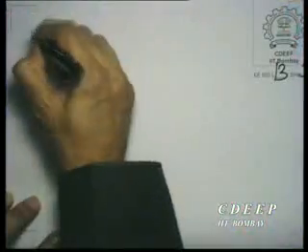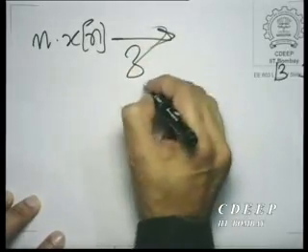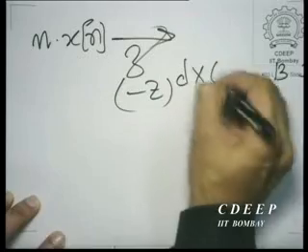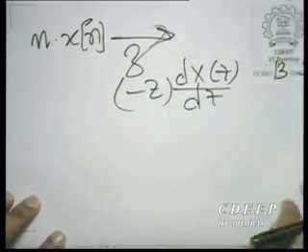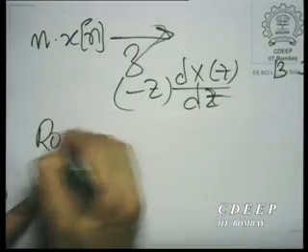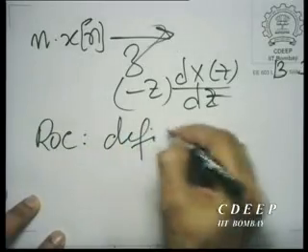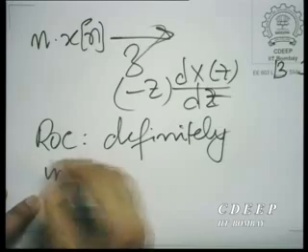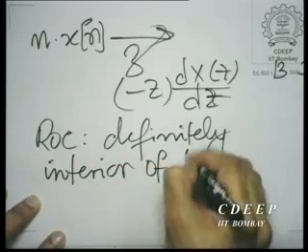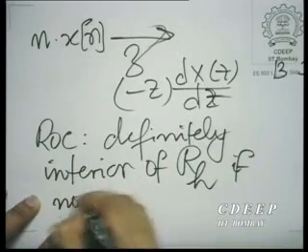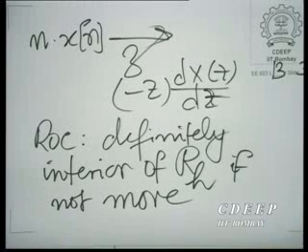So what we have said effectively is that n times x[n] has the z transform minus z dX(z)/dz, and the region of convergence is definitely the interior of R_H, if not more. And the more essentially refers to the boundaries.